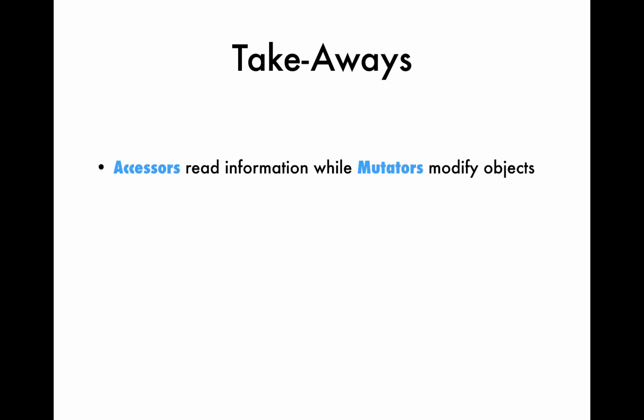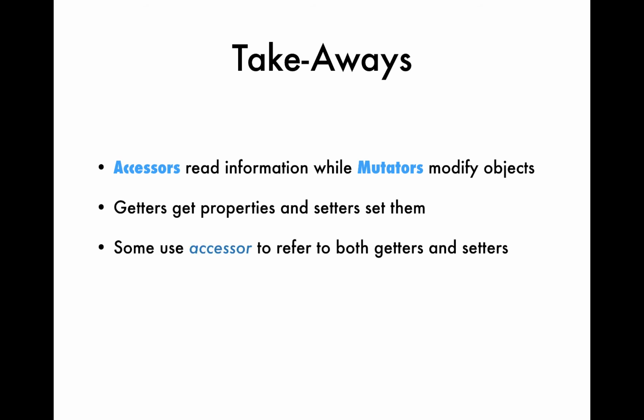So what do you need to take away from this discussion? First and foremost, you need to know that accessors read information and mutators modify objects. You also need to know that getters get property values and setters set them. When you hear other Java programmers talk about both getters and setters as accessor methods, you should know that they are not using accessor in the same sense that we are using it here. The programmers who do this probably work with Java beans.